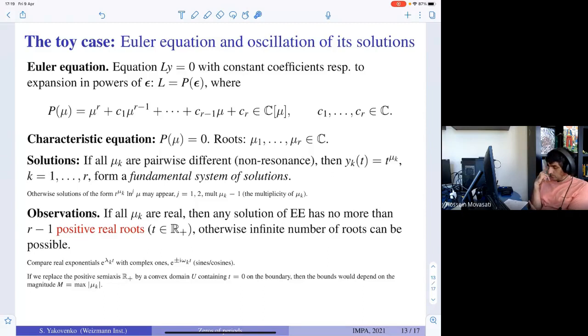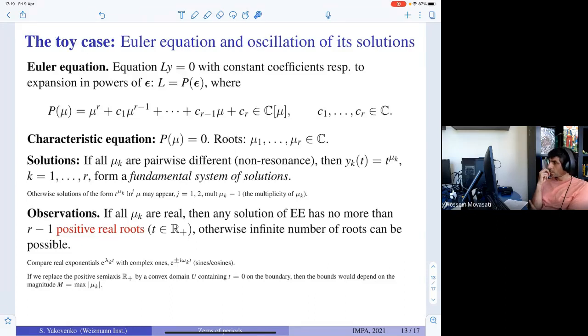And in the same way as the exponentials were forming a fundamental system of solutions in the constant coefficients case, here we have a fundamental system of solutions made of powers, finite powers of t. Each such power is a multi-valued function, but it is of moderate growth, even if mu k are negative or non-real at all, the growth is moderate.